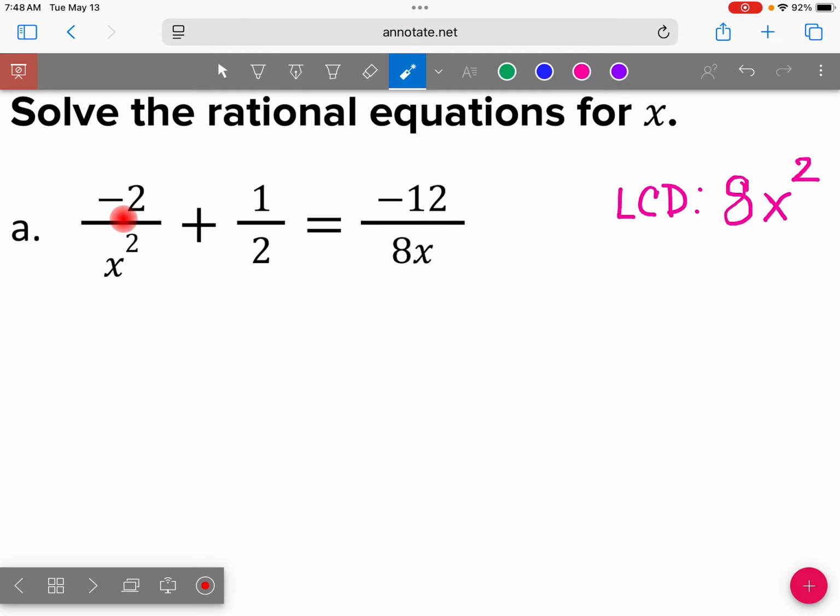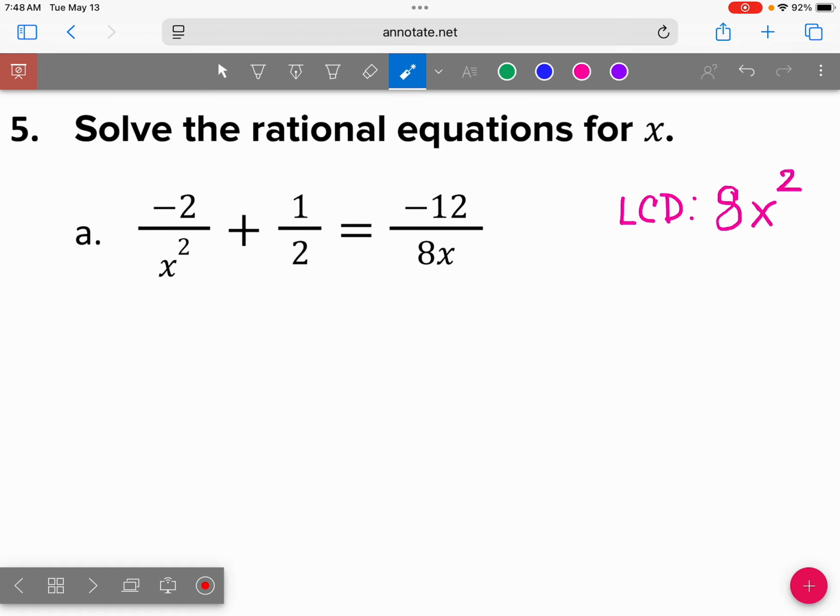If I multiply this term by 8x squared, my denominator will cancel out. That's what I need. I need the smallest thing that's going to make all of my denominators cancel out. And 8x squared is going to be our least common denominator. We don't want to go bigger than that because it winds up with way too many x's in there.